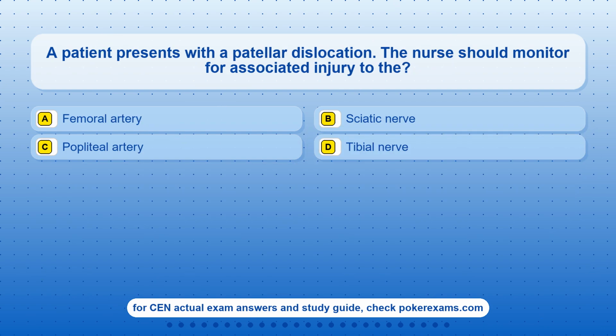Question 15. A patient presents with a patellar dislocation. The nurse should monitor for associated injury to the: Option A, femoral artery. Option B, sciatic nerve. Option C, popliteal artery. Option D, tibial nerve.